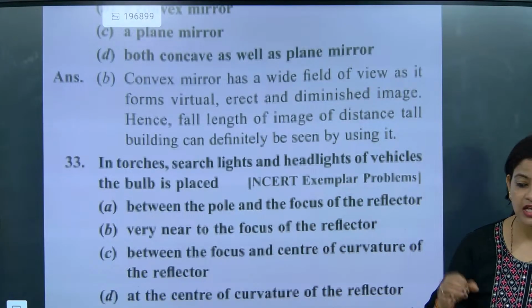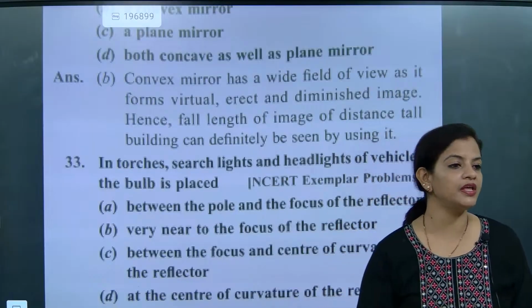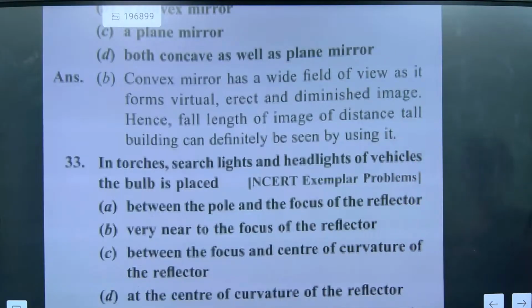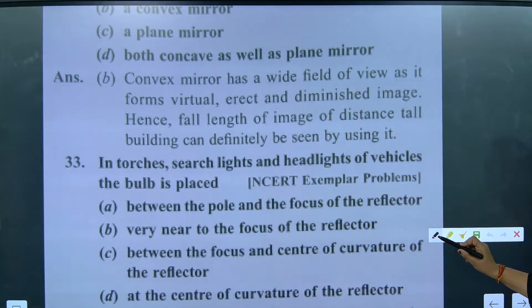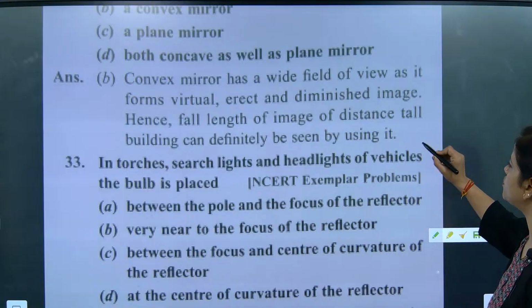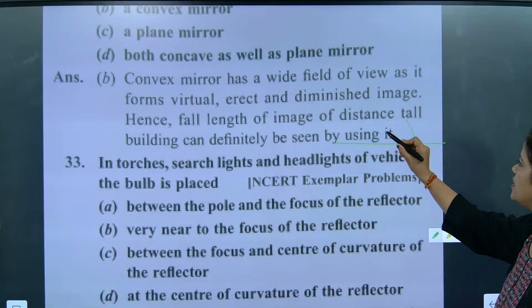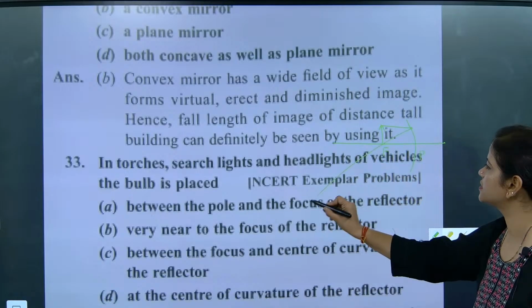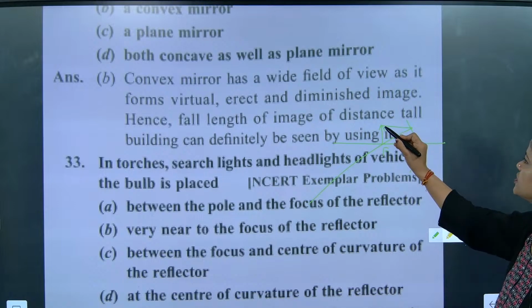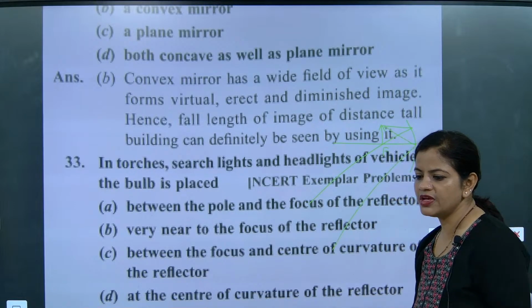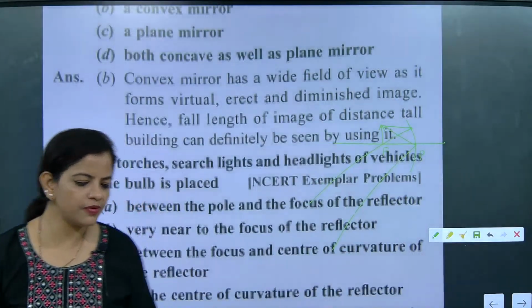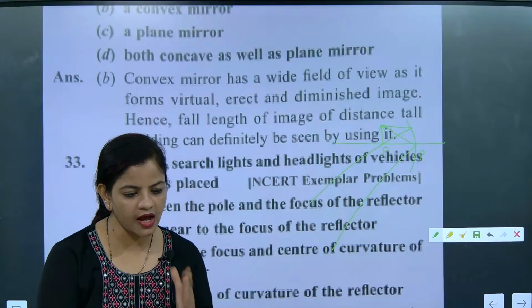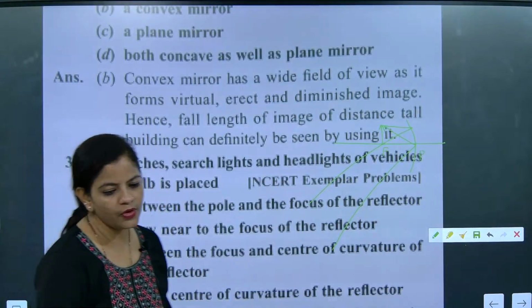So which is the correct answer, beta? The correct answer is we are going to keep the bulb near the focus so that the rays will go to infinity. Now I am going to draw this so that your confusion will clear. Look here, beta. If we keep the object here at focus, the rays will go like this, correct? And after reflecting, they will go like this. So the image will be obtained at infinity. The rays will go very far, and that's technically the correct answer. I hope you have understood this.